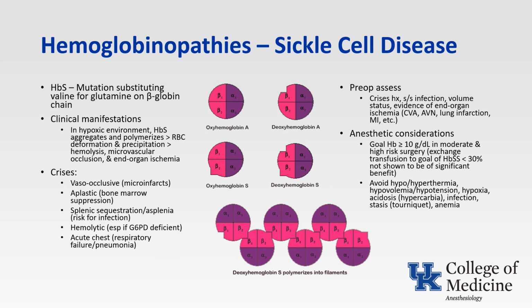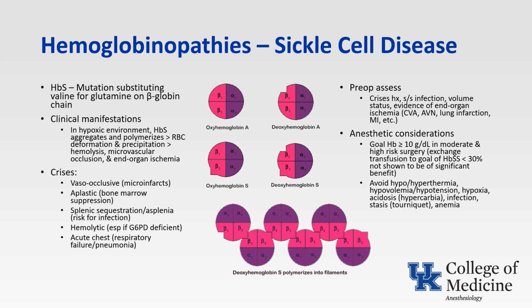Our next keyword is hemoglobinopathies, and sickle cell disease is one of the other keywords, so I kind of combined these. As a review, hemoglobin S is the mutation in sickle cell disease, which substitutes valine for glutamic acid on the beta globin chain. And in a hypoxic environment, this causes the hemoglobin S to aggregate and polymerize, which leads to red blood cell deformation and precipitation. And this causes hemolysis, microvascular occlusion, and end-organ ischemia.